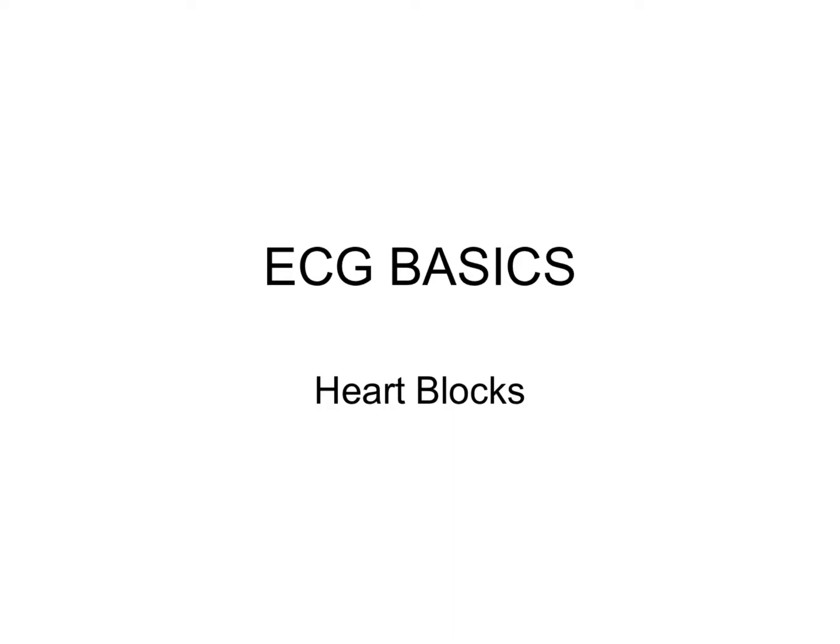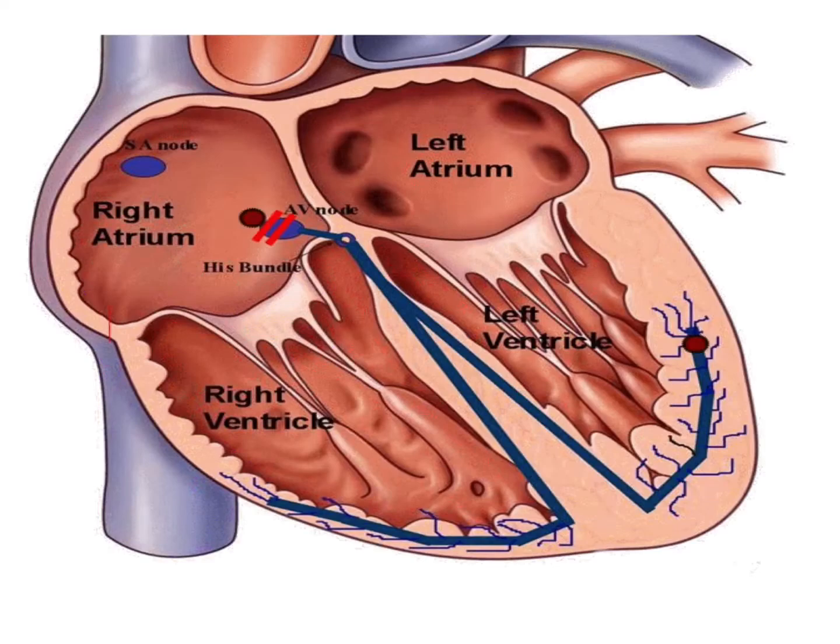Before going to the heart blocks, let us discuss briefly about the conduction system of the heart. As we know, the impulse travels from the SA node and activates both the right and left atrium. Then it also travels to the AV node. At the AV node, there is a slight delay in the impulse, and then it passes to the His bundle, and then it goes to the right and left bundle branches, and then through the Purkinje fibers, it activates both ventricles.